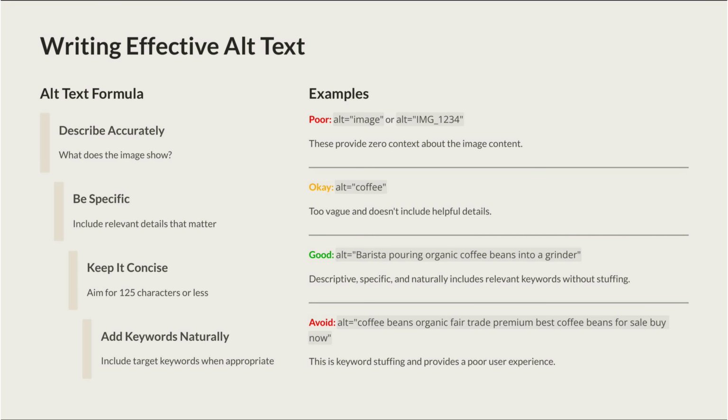Crafting effective alt text involves accurately describing the image, being specific with relevant details, and keeping it concise, ideally under 125 characters. Integrate keywords naturally. For example, "barista pouring organic coffee beans into a grinder" is descriptive and keyword-rich, unlike vague or keyword-stuffed alternatives.